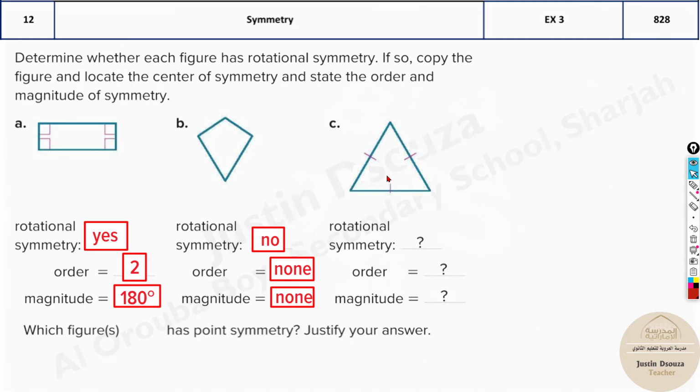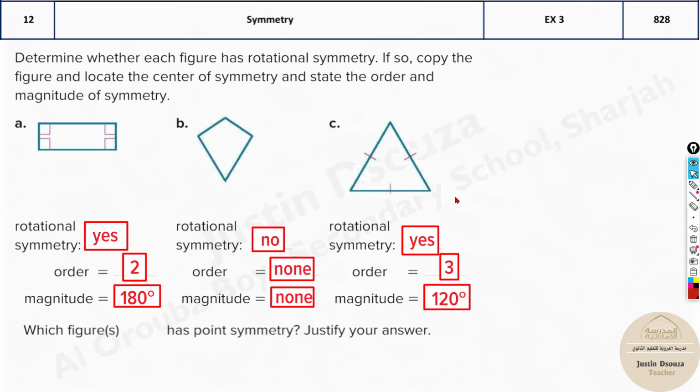Now here, since all the sides of this triangle are the same, it's an equilateral triangle, the order will be 3. And magnitude will be 360 by 3, which is 120 degrees. And yes, rotational symmetry exists.